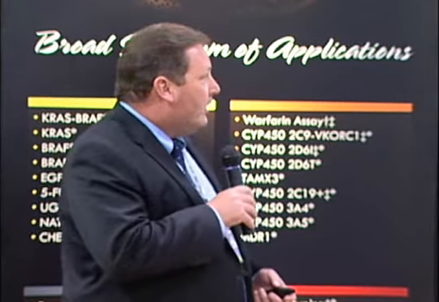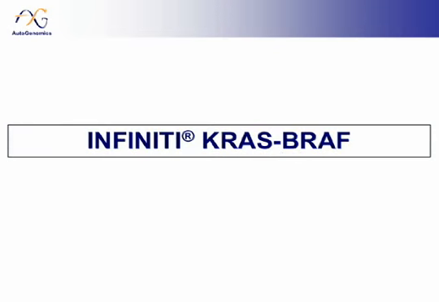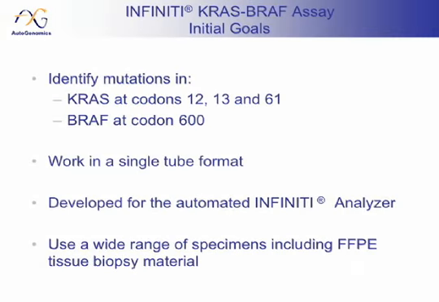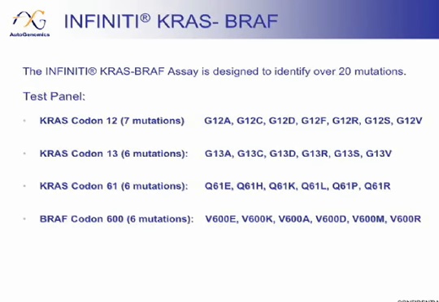Thank you. I'm going to talk today about KRAS-BRAF as a vital tool for cancer therapy. At AutoGenomics, we have an Infinity system in which we can analyze gene targets in a multiplex fashion and identify many different mutations simultaneously. So our initial goals were to identify mutations at codons 12, 13, and 61 in KRAS, and also codon 600 in BRAF.